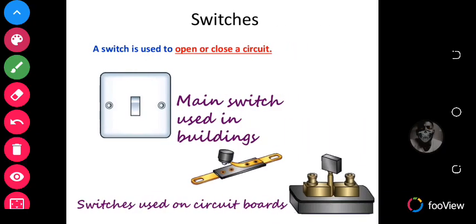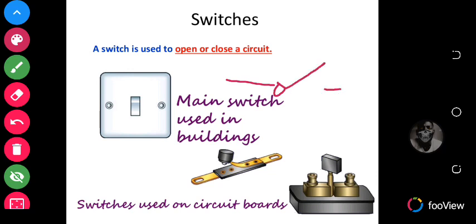So let's look at switches. A switch is used to open or close a circuit. So in order to open or close a circuit, we use what we call a switch. And switches, like we saw, are drawn this way.